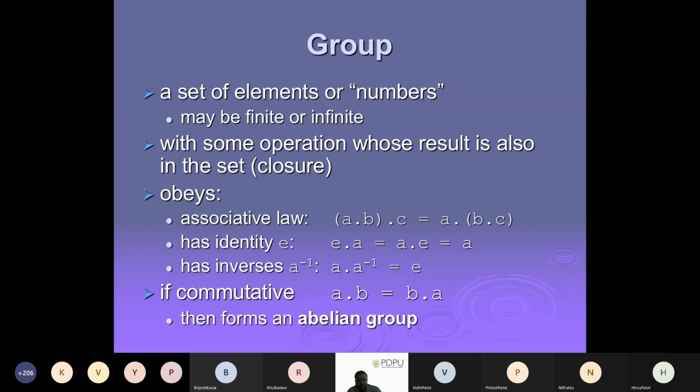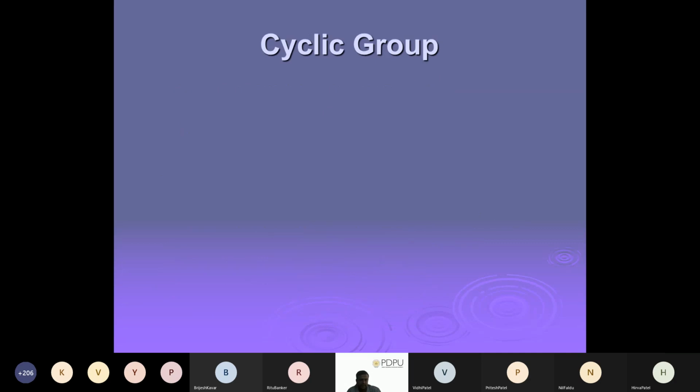Of course there is also the abelian group, if it provides commutativity. Here they write a dot everywhere because dot is the operation. Whether you are using multiplicative or additive, the dot is replaced by that particular operation.